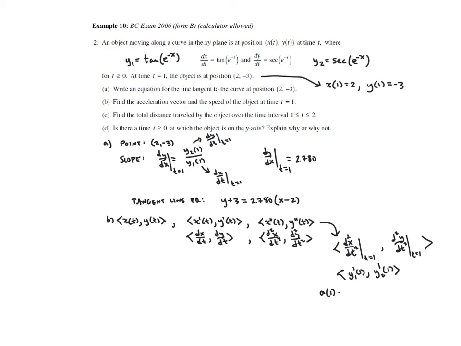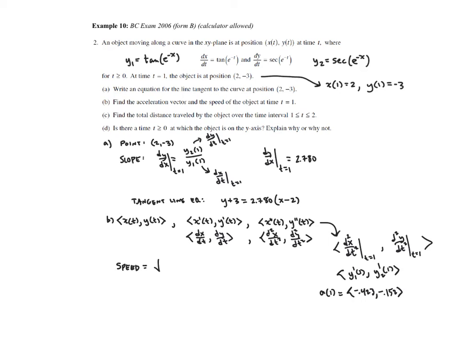So the acceleration at time 1, using that method, ends up coming out to be negative 0.423, comma, negative 0.152. There's your acceleration vector at time 1. Looks like the acceleration is negative in both the x and the y direction. Let's just check out speed. Speed should be a quick calculation after that.